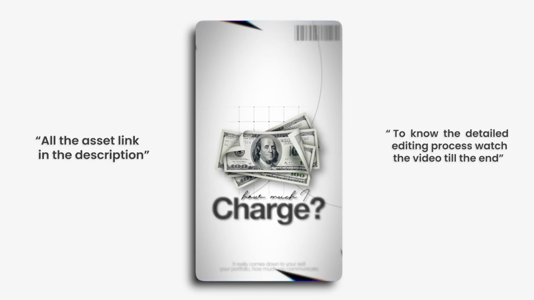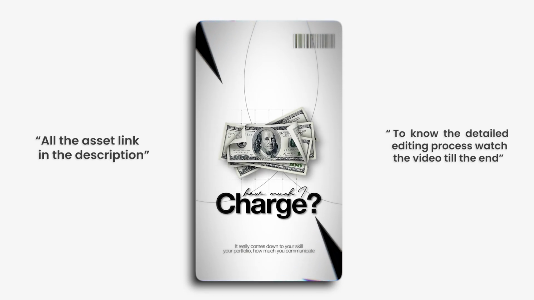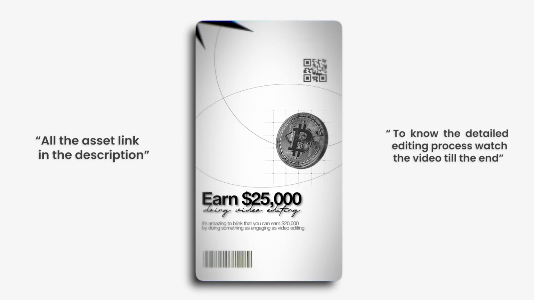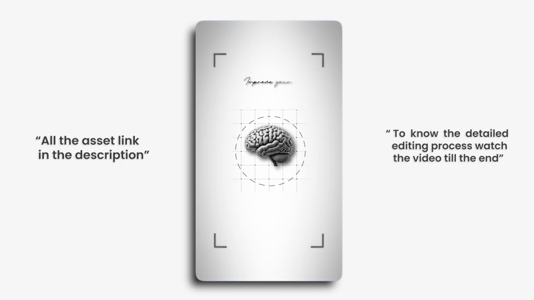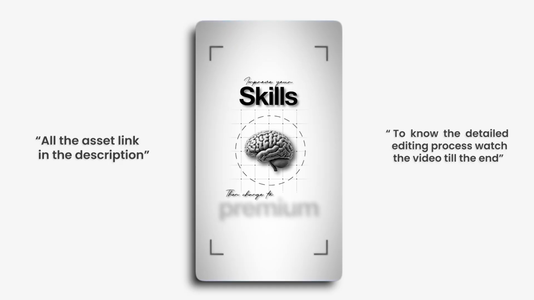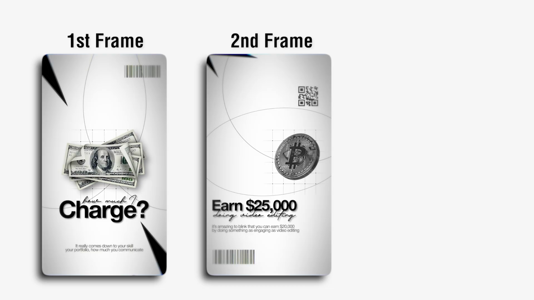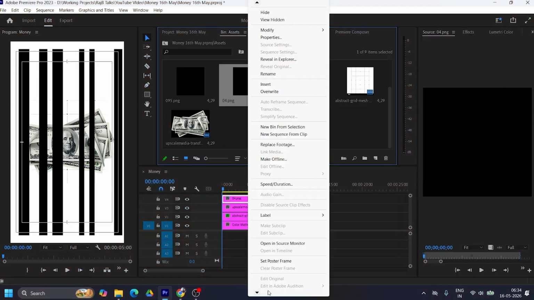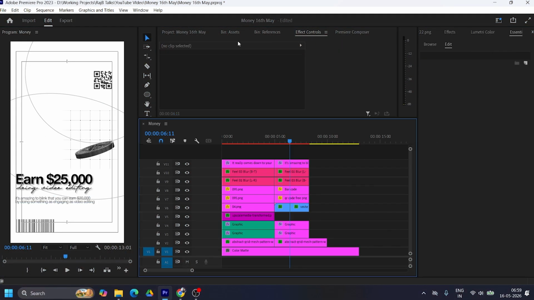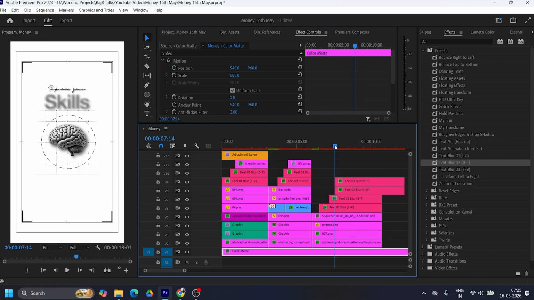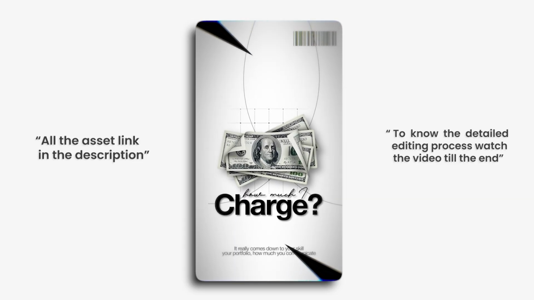So in this video, we are going to create this reel. This reel looks very simple and minimalistic in design, and clients like this kind of reel, and you can charge very good money for it. So we will create these three frames. First, we will make the composition of each frame, and then we will add the motion. So without further ado, let's get started.